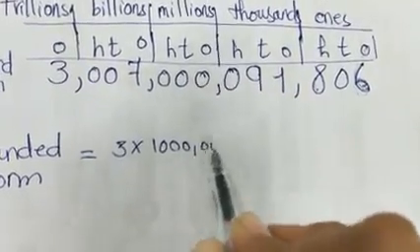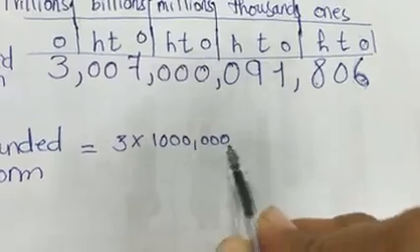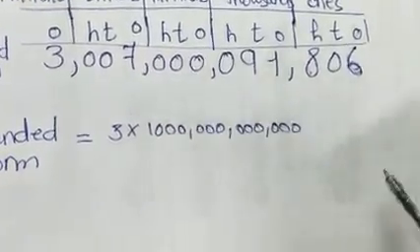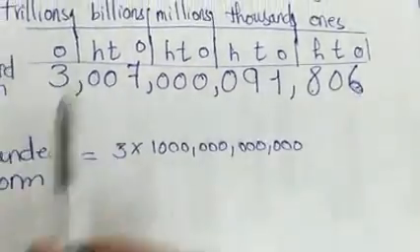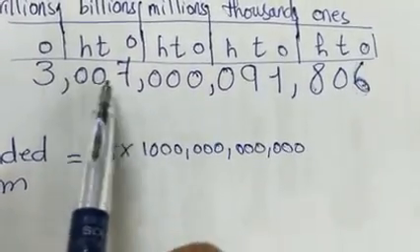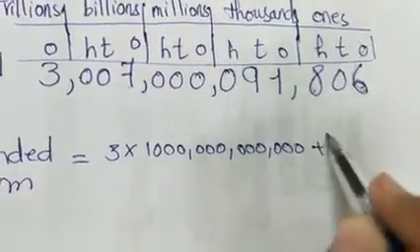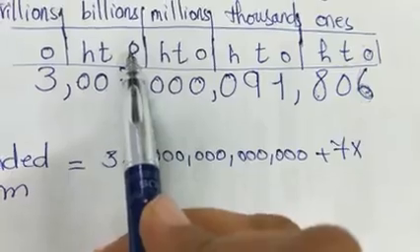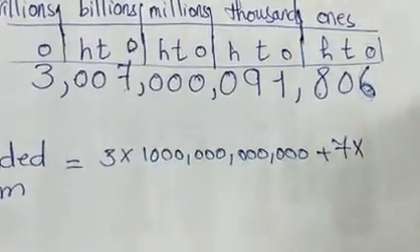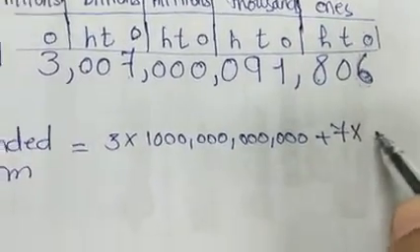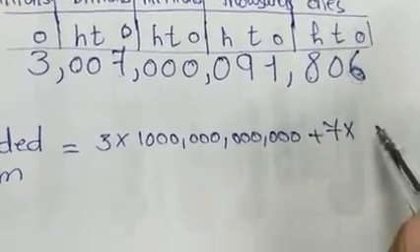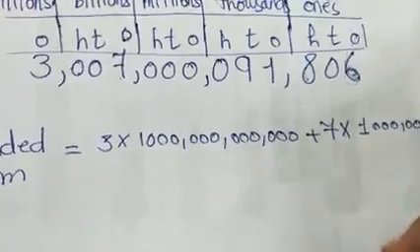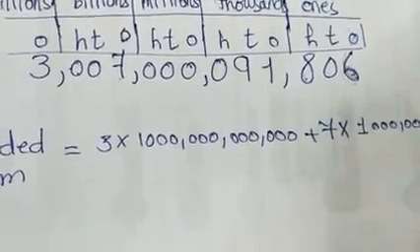The 1 trillion has how many zeros? It has 12 zeros, because it's the smallest 13-digit number. Then I have 0 here, 0 here, then 7. 7 times the place value. The place value is what? It's the billions. The billion is the smallest 10-digit number, so it will have 1 and 9 zeros.